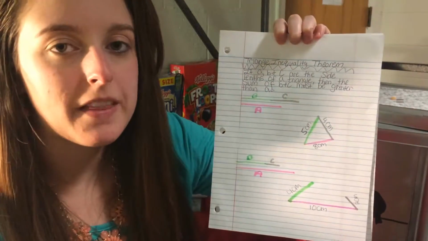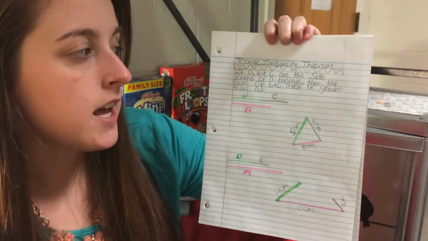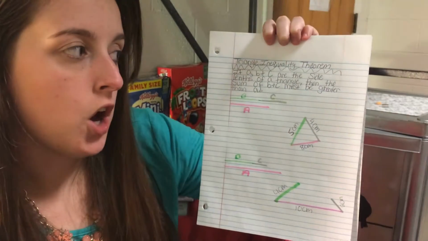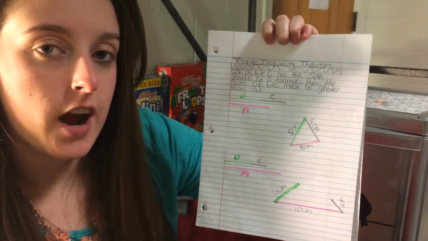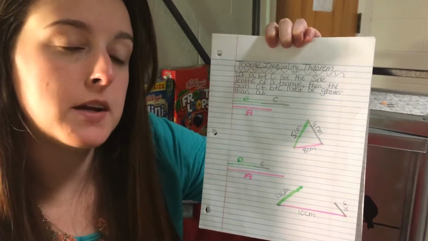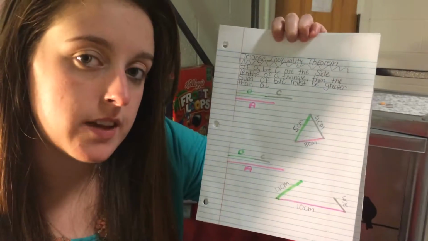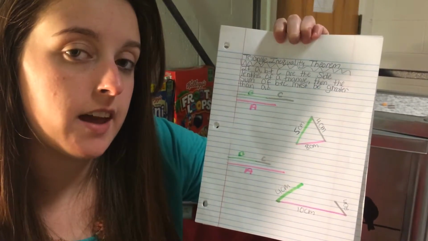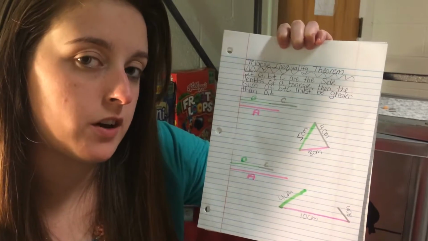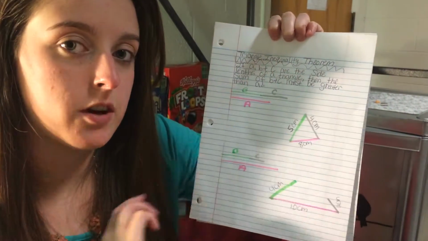Today we're going to talk about the triangle inequality theorem. That theorem states if A, B, and C are the side lengths of a triangle, then the sum of B and C must be greater than A. What that means is two of the sides of a triangle must add together and their sum must be greater than the third side. It really doesn't matter which side, all sides have to apply to that rule.